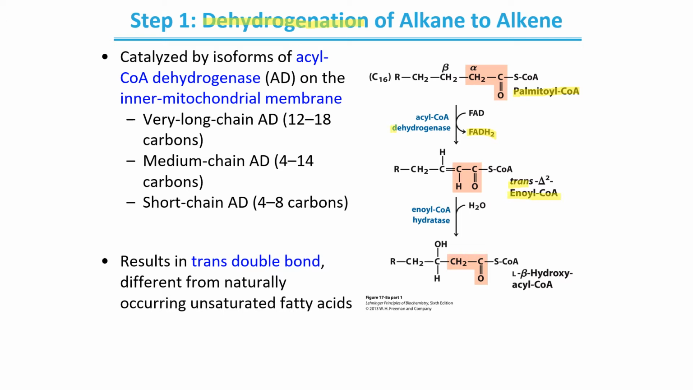The name of the enzyme is dehydrogenase, and this enzyme has different isoforms available for very long chain fatty acids, for medium chain fatty acids, and for short chain fatty acids. So these different types of fatty acid will have different types of this dehydrogenase, and palmitoyl-CoA was a saturated fatty acid, and this enoyl-CoA, the product we have formed, has a trans double bond in it. So this double bond has been formed in this reaction.